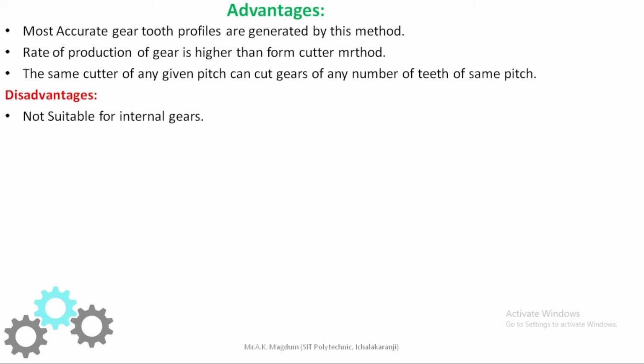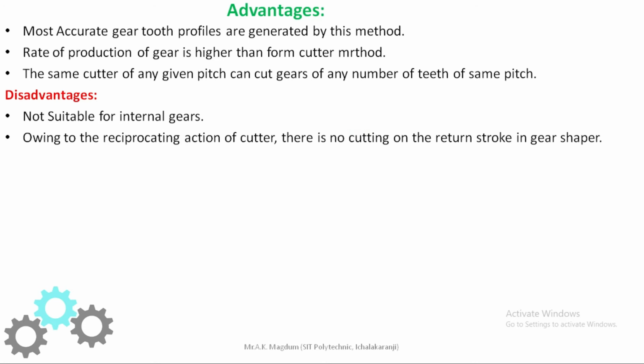That is a drawback of this type of gear shaping process. Next, owing to the reciprocating action of the cutter, there is no cutting on the return stroke in a gear shaper. It means only one cutting action is done because of the reciprocating action, and the return stroke has no cut during machining. So that is a drawback of this type of machining process.